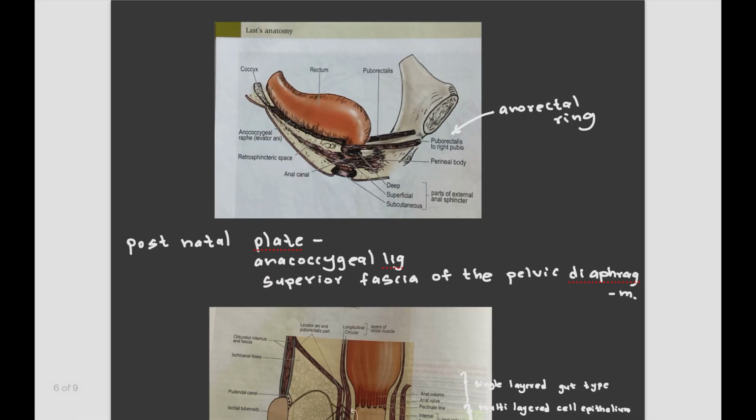Okay guys, so that is all for the perineum. I hope you guys understood.